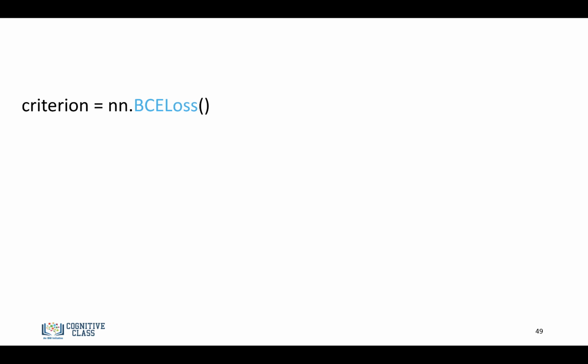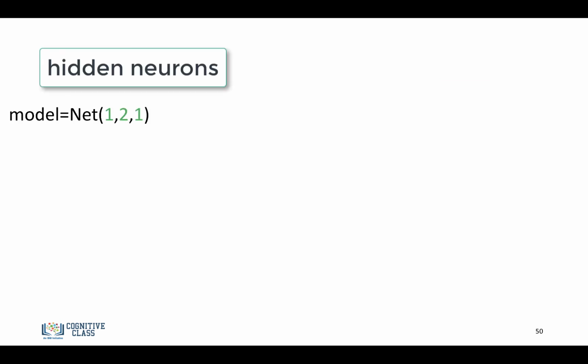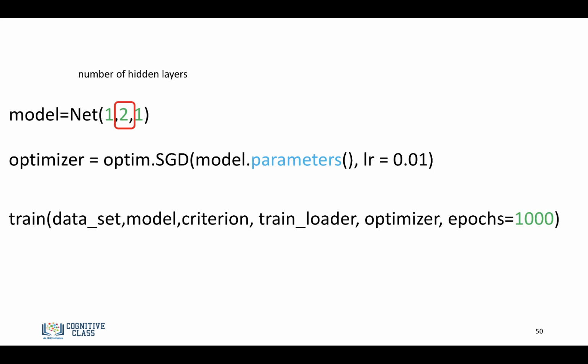So let's train a model. We use our BCE loss because our output is a logistic unit. We'll create some data set and a training data loader object. We'll create a model, and in this case, we'll have 2 neurons in our hidden layer. And we'll create our optimizer, and we'll use a function to train the model. And that's it. So now we'll go into building more complicated neural networks.